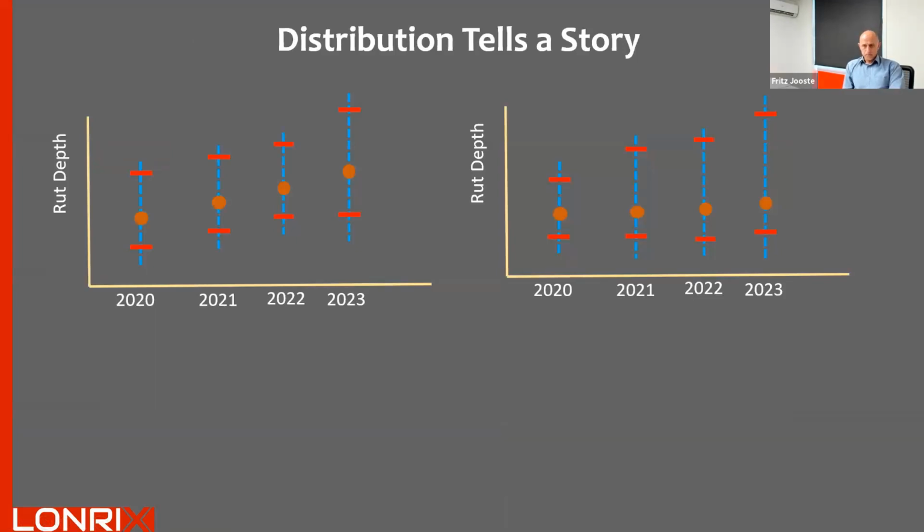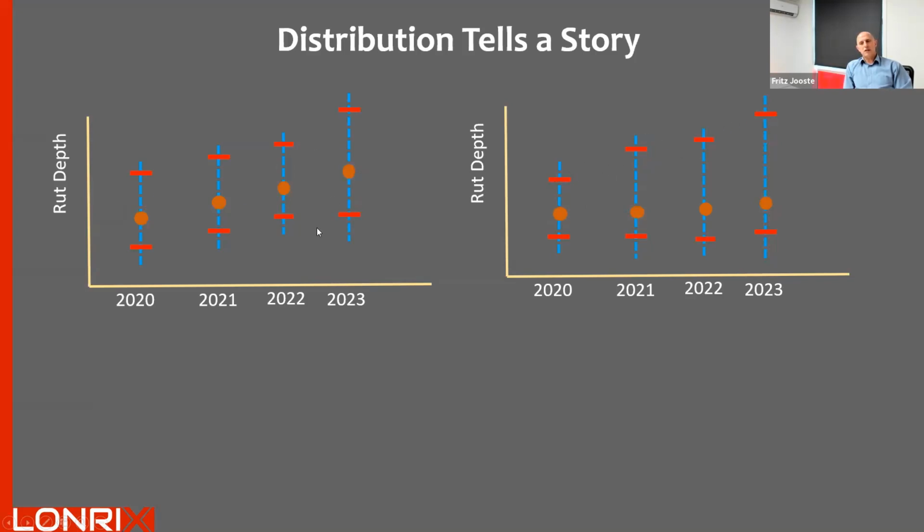Finally, the distribution of the data actually tells a story. If you're looking at these 2 sections of road and their historical performance over time, if you're only looking at the last one of these distributions, you'll see that our upper percentile is basically identical. But in this case, the entire distribution has moved upwards, where in this case, the central tendency has remained the same, but the 90th percentile or the upper percentile has grown.